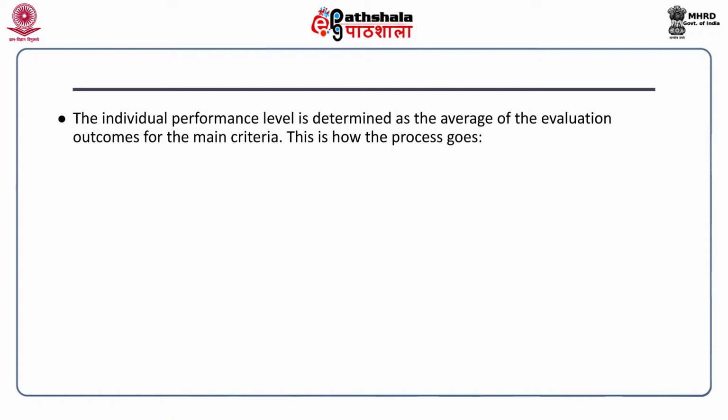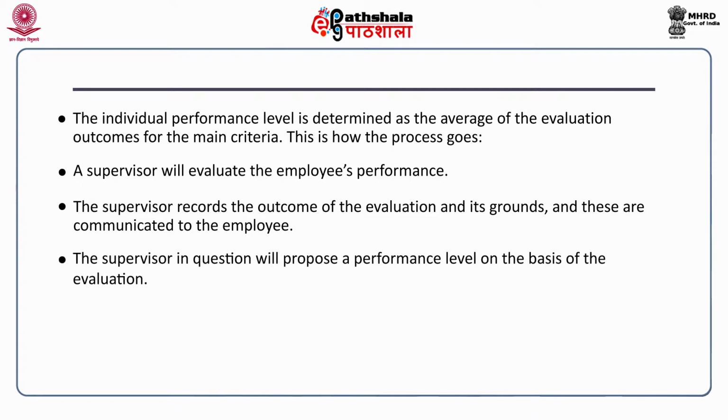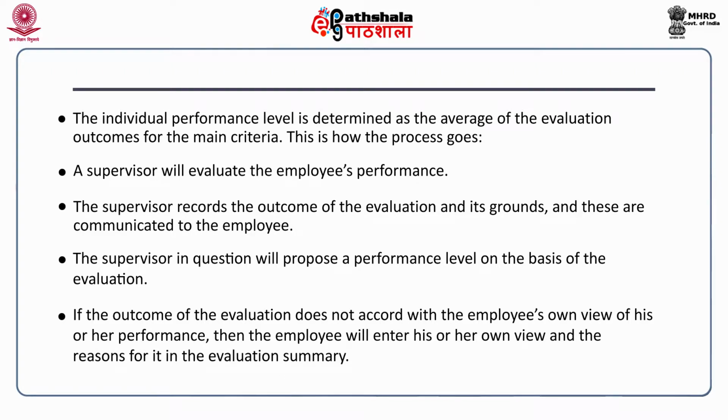This is how the process goes. A supervisor will evaluate the employee's performance. The supervisor would record the outcome of the evaluation and its grounds, and these are communicated to the employees. The supervisor in question will propose a performance level on the basis of the evaluation. If the outcome of the evaluation does not accord with the employee's own view of his or her performance, then the employee will enter his or her own view and the reasons for it in the evaluation summary.